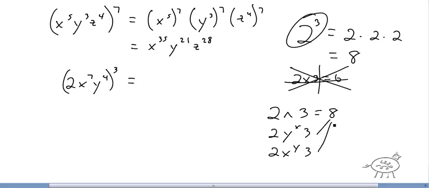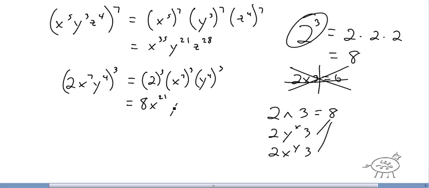All right? So I told you guys I want you to write it out. So it's going to be 2 to the third power, x to the 7th to the third power, y to the 4th to the third power. So 2 cubed is 8, x to the 21st, y to the 12th. And that's your answer to that problem. Okay, but again, please don't multiply 2 times 3. It's 2 cubed, which is 8.